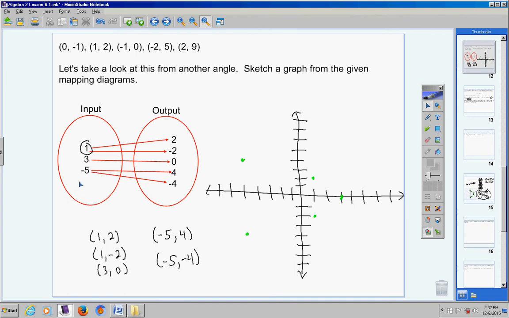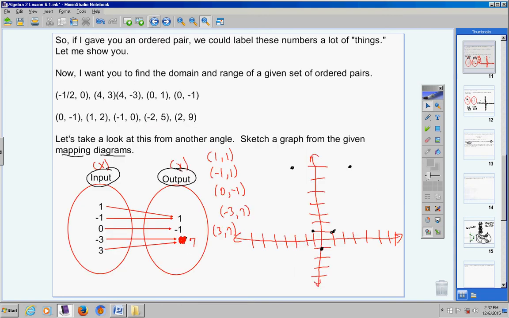Look, guys, you cannot have any inputs that have more than 1 output. You cannot do it, okay? Let's go back and look at some more.